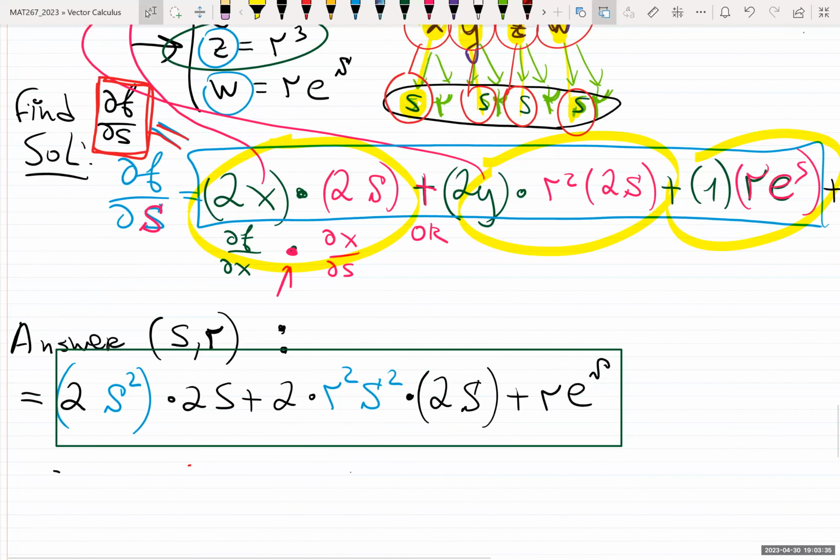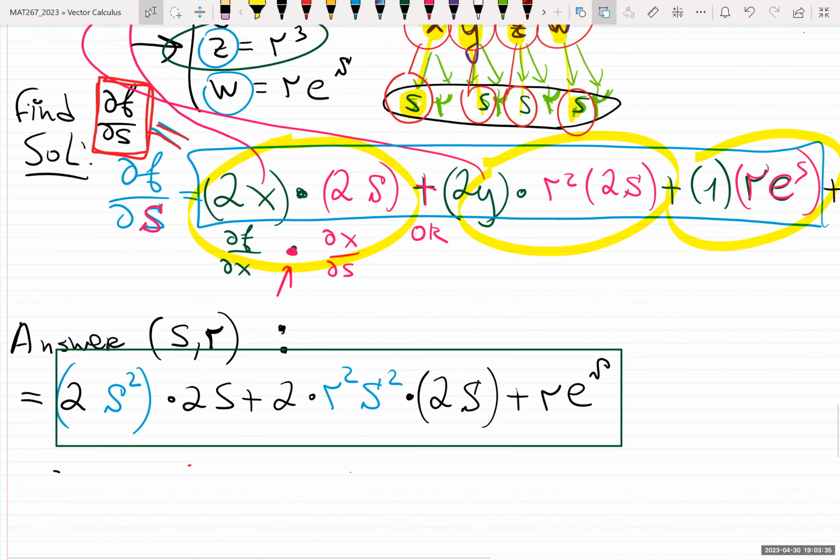2R squared. I think I lost something, right? I also feel that way. So let me see. 2x is here, 2s is here, 2y is here, 2s is here, 1 is here, r e to the s is here. R squared, 4s cubed plus, I think you forgot the r squared, like so, it says 2y times r squared 2s. And that one. Wait, 2y, that's one, this one. Yes, see, something was missing. Thank you. Very good. It was here right before. Let me put it here. R squared was missing. I felt like it was not long enough.